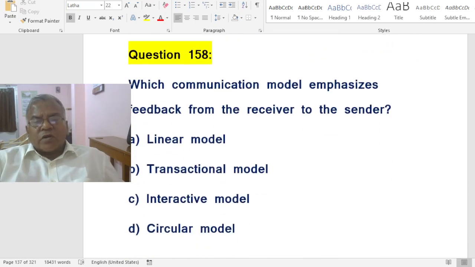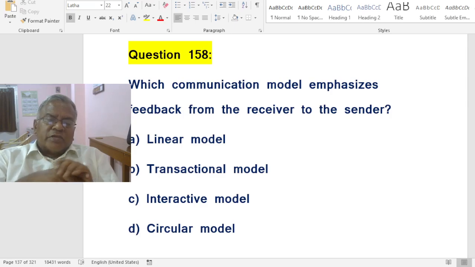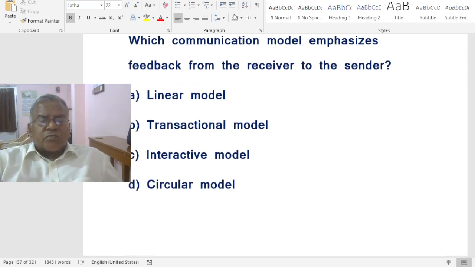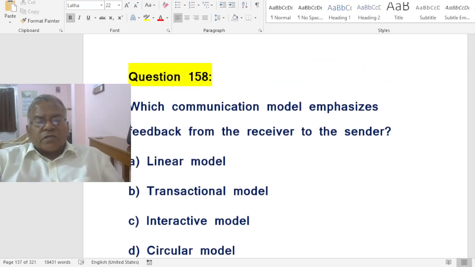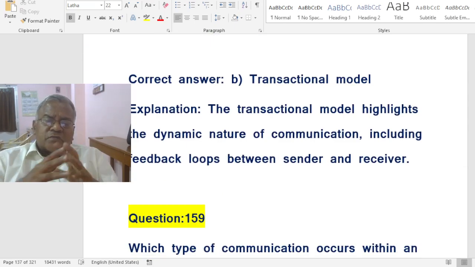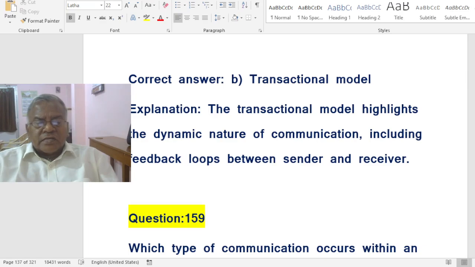Which communication model emphasizes feedback from the receiver to the sender? A, linear model. B, transactional model. C, interactive model. D, circular model. That is transactional model. The transactional model highlights the dynamic nature of communication, including feedback loops between sender and receiver.